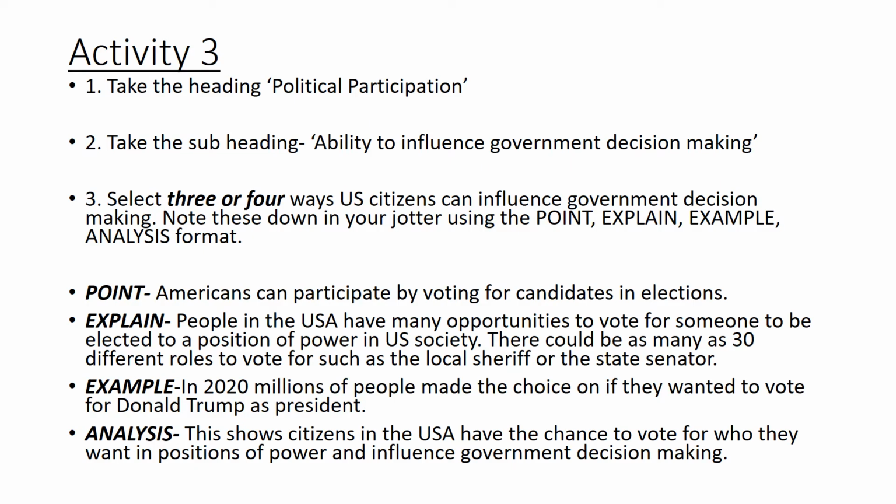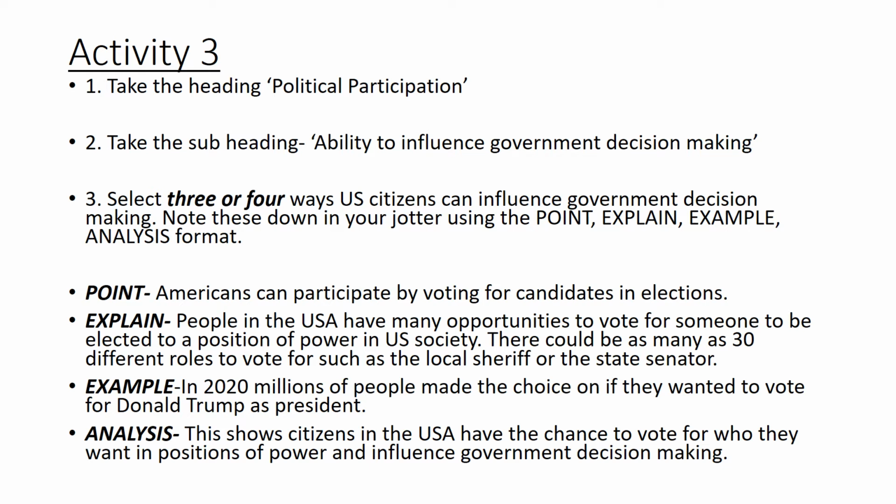Now, for activity 3, what we'd like you to do is to take the heading political participation and take the subheading ability to influence government decision making. What you're looking to do is select 3 or 4 ways that US citizens can influence government decision making. And I'd like you to note these down in your jotter using the point, explain, example, analysis format. Now, you have an example here done for you which you could use.